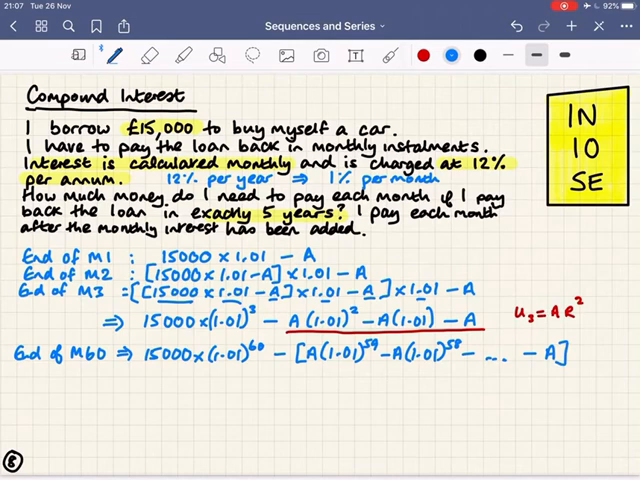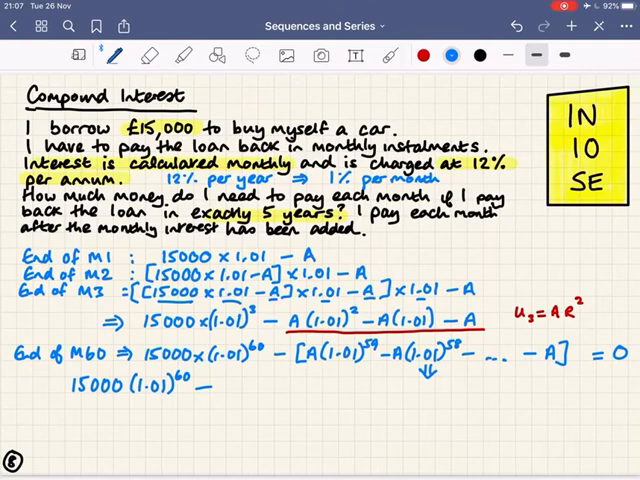Now, it's complicated. We expect to owe nothing at the end of all this time, so at the end of M60, month 60, we expect that little calculation to give us an answer of 0. Let's do something genius now. So this is 15,000 times 1.01 to the 60. But this, we have the formula for the sum of a geometric sequence with the first term of A and a common ratio of 1.01.